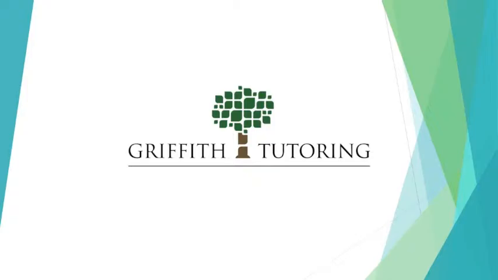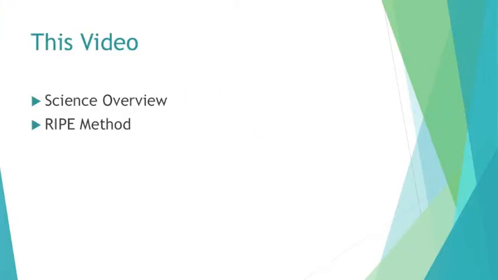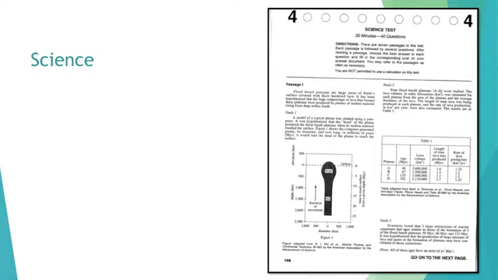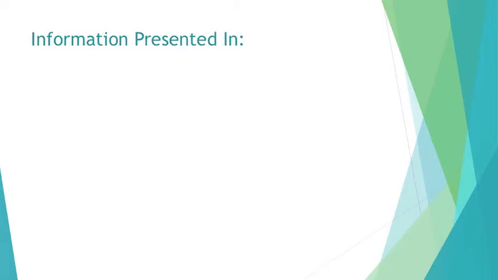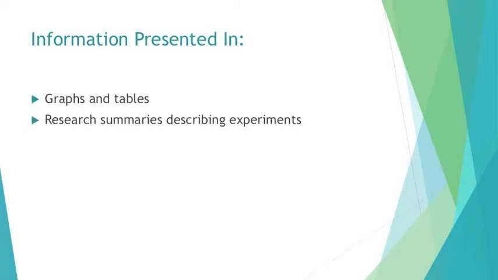Today's video will cover everything you need to tutor the science section of the ACT. In this video, we'll provide an overview of the section and show you how to apply Griffith's right method to this content. The science section consists of 7 sets of scientific information, each followed by multiple choice questions. Students have 35 minutes to answer 45 questions. The information is presented in graphs or tables, research summaries describing experiments, and conflicting viewpoints on a related idea.